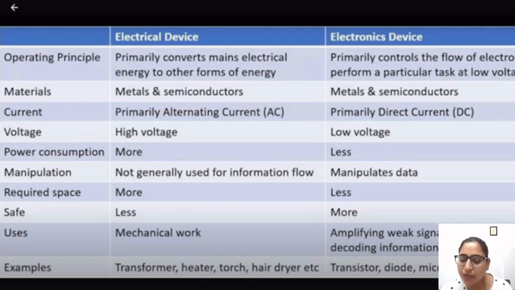Now if I talk about an electronic device, it primarily controls the flow of electrons to do a task. Let's say in a bipolar junction transistor, what we are doing, we are regulating the base current and accordingly we have different emitter and collector currents to perform the task.